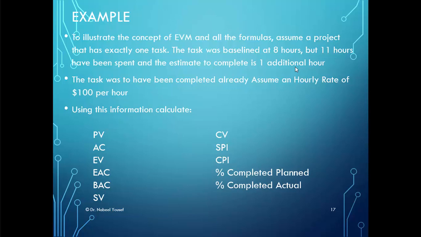Assume an hourly rate of $100 per hour. Using this information, calculate the planned value, the actual cost, the earned value, the estimate at completion, the budget at completion, the schedule variance, the cost variance, and the two indexes, the schedule and cost performance indexes. Of course, along the way you need to calculate the percent completed planned and the percent completed actual to be able to calculate the earned value and the other values.